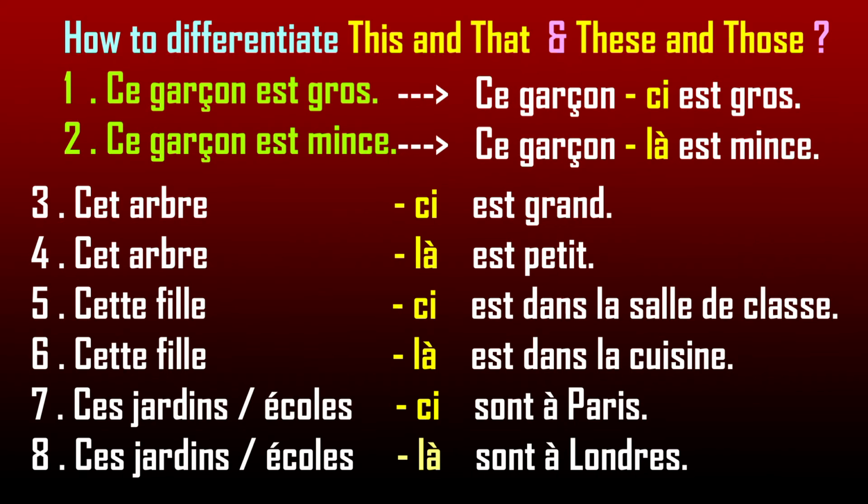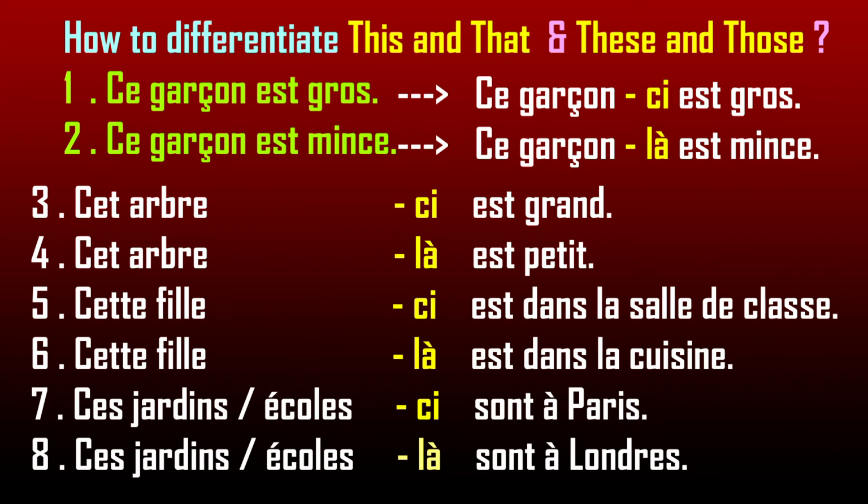Read sentences 3 and 4. Cet arbre-ci est grand. Cet arbre-là est petit. This tree is big. That tree is small. Sentences 5 and 6. Cette fille-ci est dans la salle de classe. Cette fille-là est dans la cuisine. This girl is in the classroom. That girl is in the kitchen.